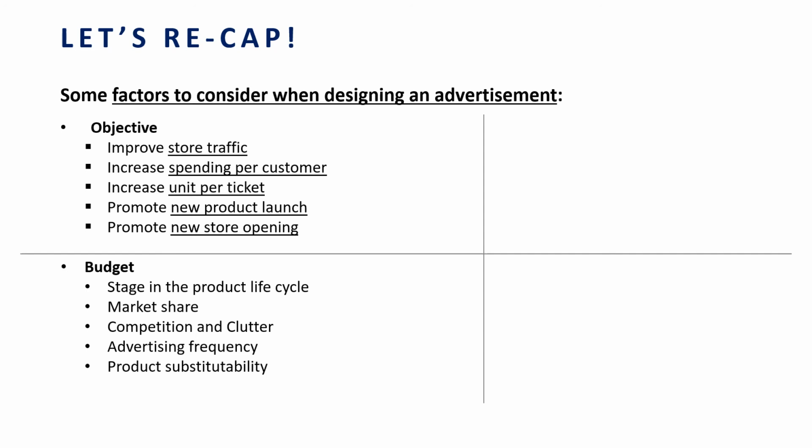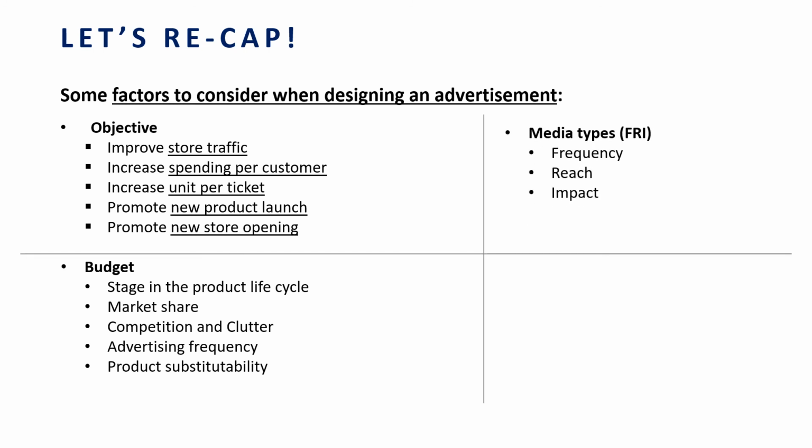Without expenditure, without finalizing the budget, you won't be able to design an advertisement. So you should know what your budget is. No matter how creative your idea is, how much you want to spend, you should know what cost it will incur. So you should know how much budget you are going to incur in your advertisement. So here we are considering the 5 things, which are stage in the product life cycle, market share, competition and clutter, advertising frequency, and product substitutability.